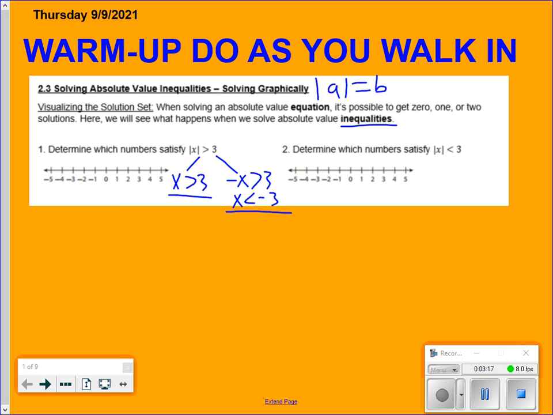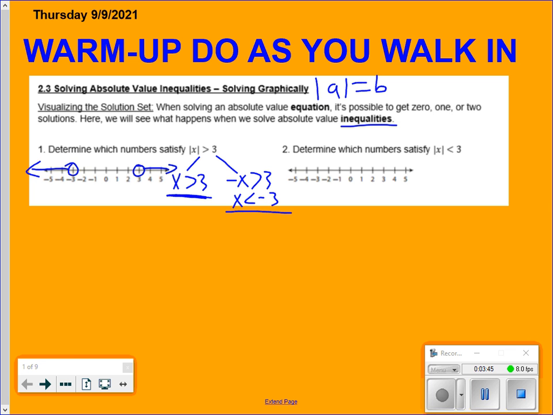So I'm going to go to my number line, and I'm going to graph it to see exactly what numbers satisfy that. The first inequality is telling me every x value greater than 3. And it's strictly greater than 3, not equal to. So I'll draw a circle at 3, and I want every number greater than it, so everything to the right of it. And then I have x is less than negative 3. So I draw a circle, everything to the left of it, everything less than it.